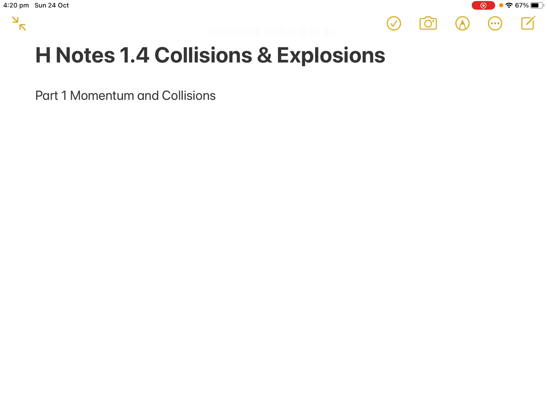This is Higher Notes, Unit 1, Section 4, Collisions and Explosions. In Part 1, we will look at momentum and collisions themselves.